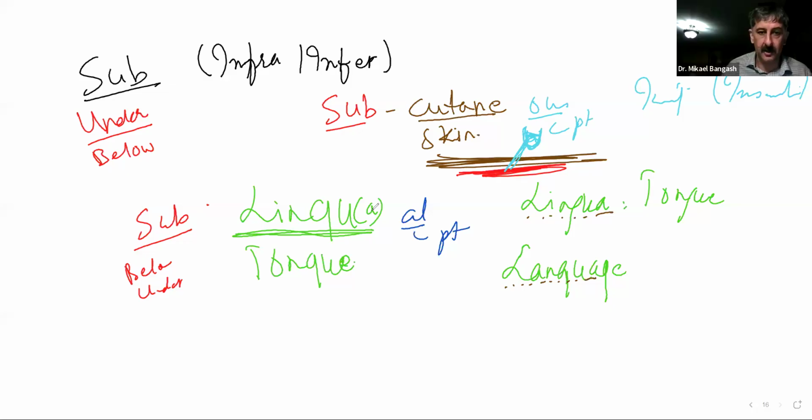Okay, guys, please be with me. Sublingual is not going to be about the language or the hidden message in the language. It's going to be as okay as sub, underneath the tongue. From the word lingua comes the word language. Good.